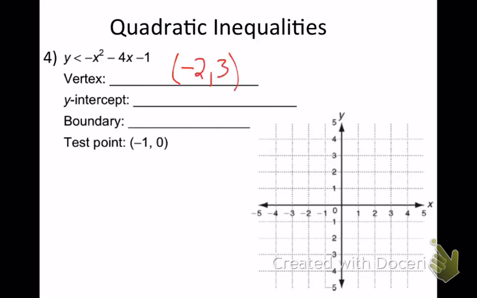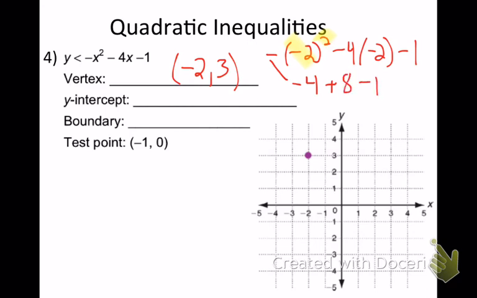Negative 2, 3 is my vertex. Nice job. And again, I find that by negative b over 2a. Some of you might have struggled. Again, if you take the negative, parentheses, negative 2 squared, minus 4 times negative 2 minus 1. Order of operations, you have to do your exponent here first. So negative 2 squared is 4, and then you bring down your negative, so you get negative 4 plus 8 minus 1. That's where we get (-2, 3).